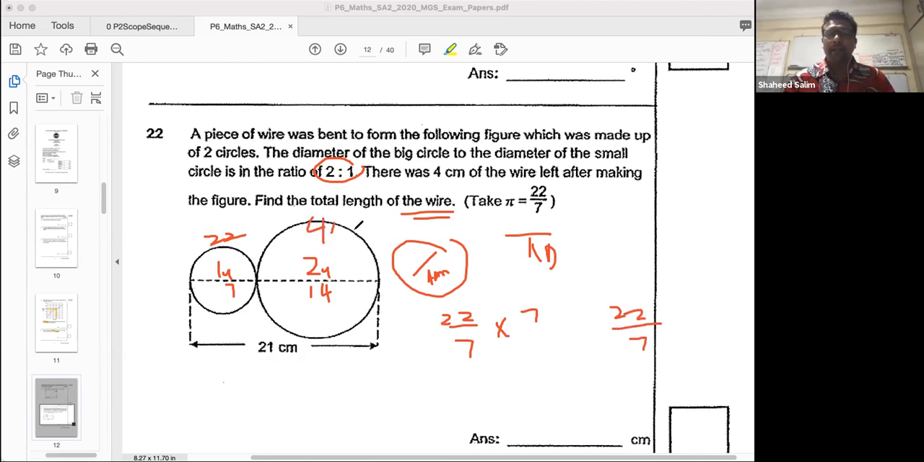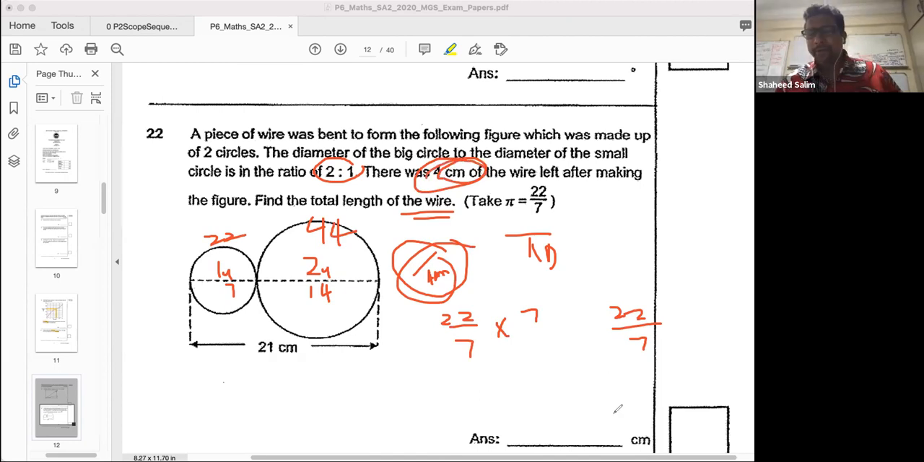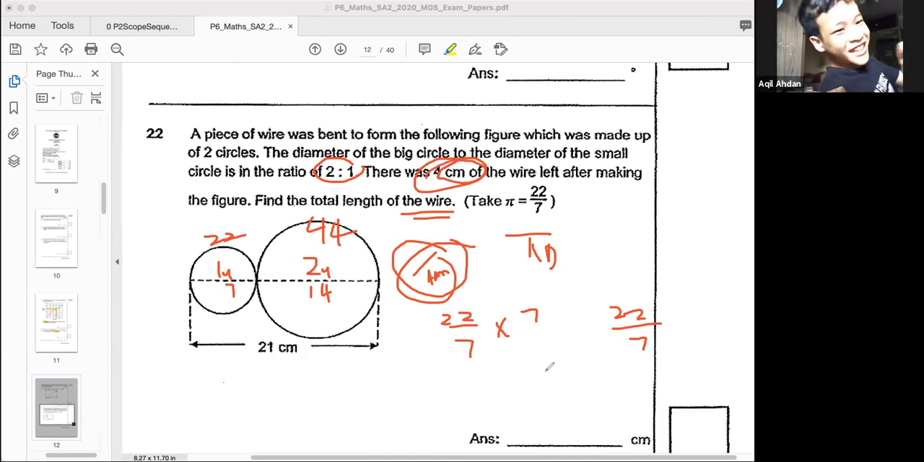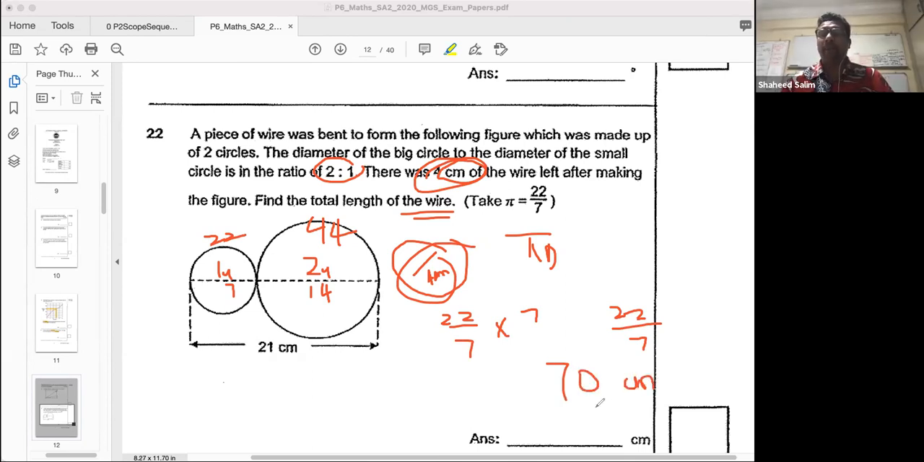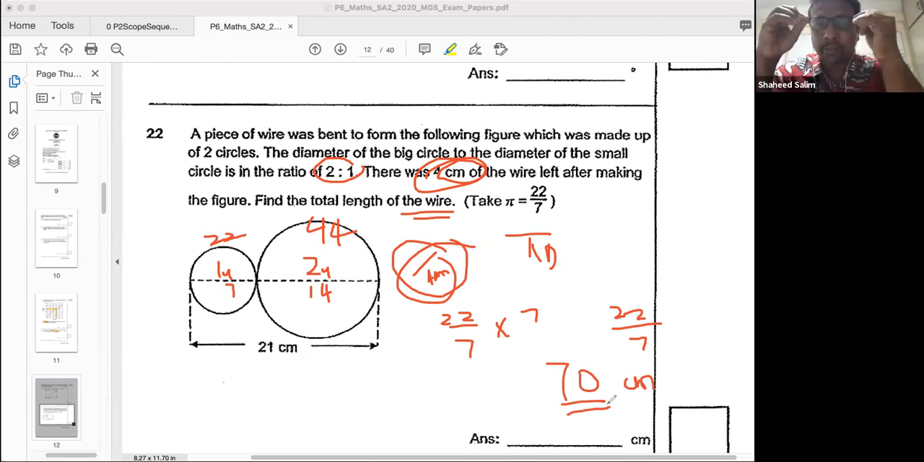So what is your answer then, Akil? 66. No, you told me there's this one now. This one, don't forget. 70. You told me you can do this. Okay, well done. Just remember, in exam time, these small things, they will give you some marks for getting 66, but you won't get full marks. You'll lose 2 marks lah.